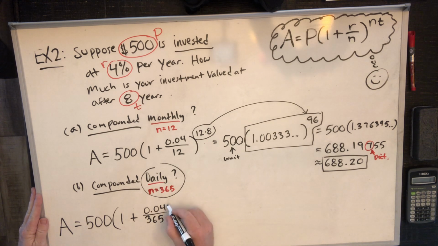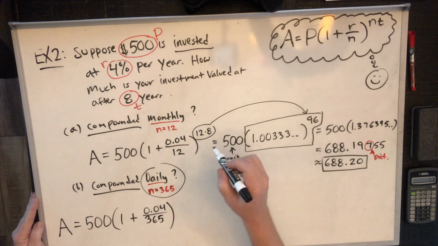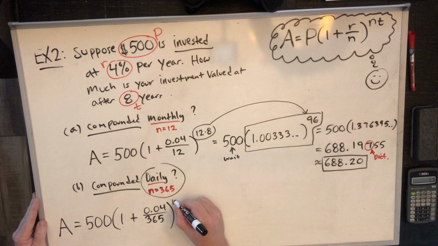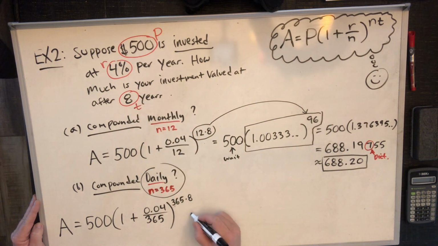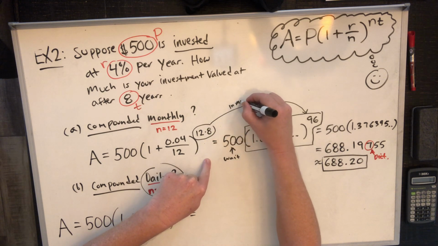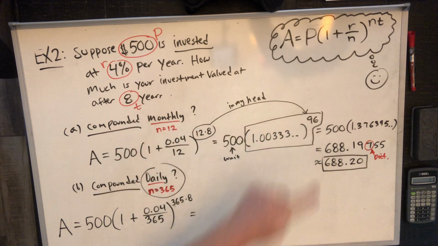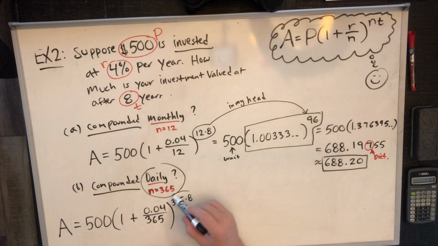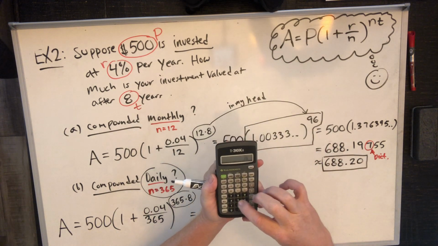So we got 4% interest divided by 365, raised to the 365 because that's our n times 8 years. Now last time I did this in my head. 12 times 8 was 96, and I did that mentally. I don't know about that this time. I don't think I can do that in my head. So let's do that first. Let's just get that over with.